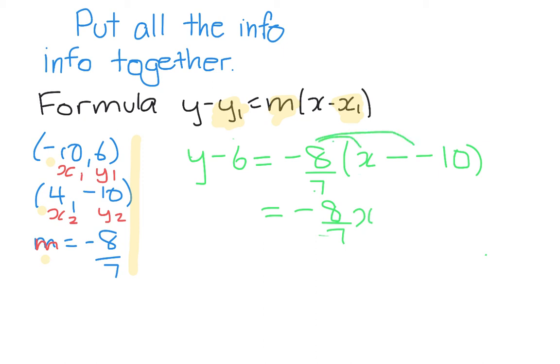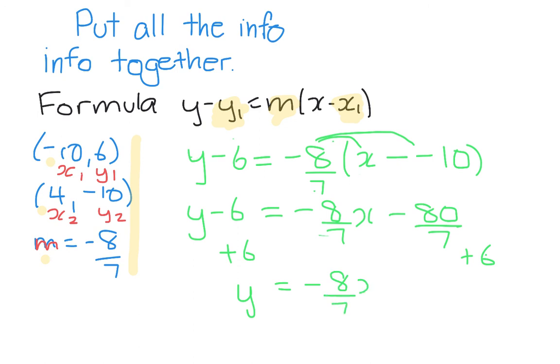These two negatives become a plus. So I get -80 on 70. Just check that on your calculator: -8 over 7 times +10. y minus 6. So now I'm going to plus the 6, and I get y equals -8 over 7x, and using my calculator again, minus 38 on 7.